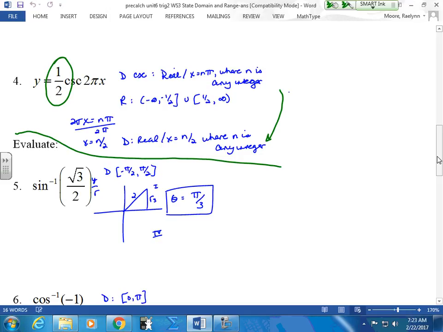Can everybody do these based off those formulas? There's only 2 that you have to remember. That's your tangent, and it's real. These are your exceptions, so these are where your asymptotes go. And your cotangent.